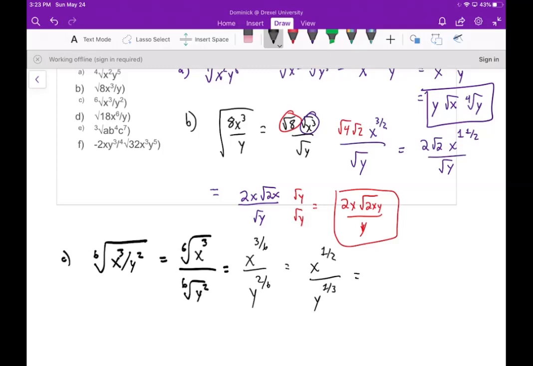Well, of course, this is square root of x over cube root of y, but now we need to rationalize cube root of y in the bottom. And to see what you need, just look over here. You need a y to the 2/3.